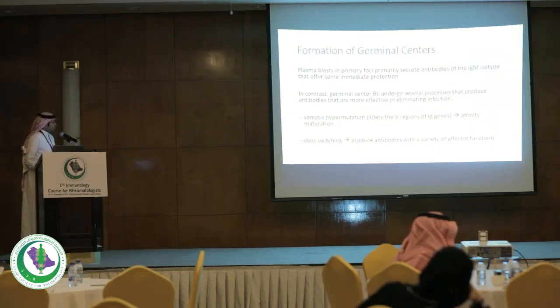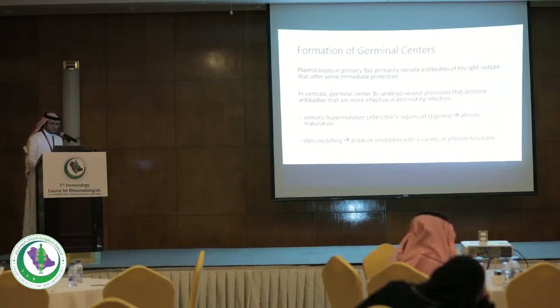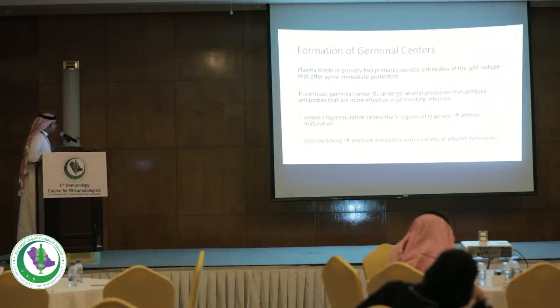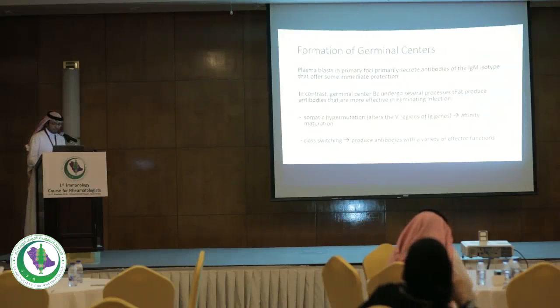the more appropriate isotypes of the antibodies, being IgG or IgA. So IgM is the initial antibody produced. However, we need several types of antibodies. And how does this happen? This happens in the germinal center through two mechanisms: somatic hypermutation, which eventually leads to affinity maturation, and class switching, which leads to production of the various isotypes of the immunoglobulins.